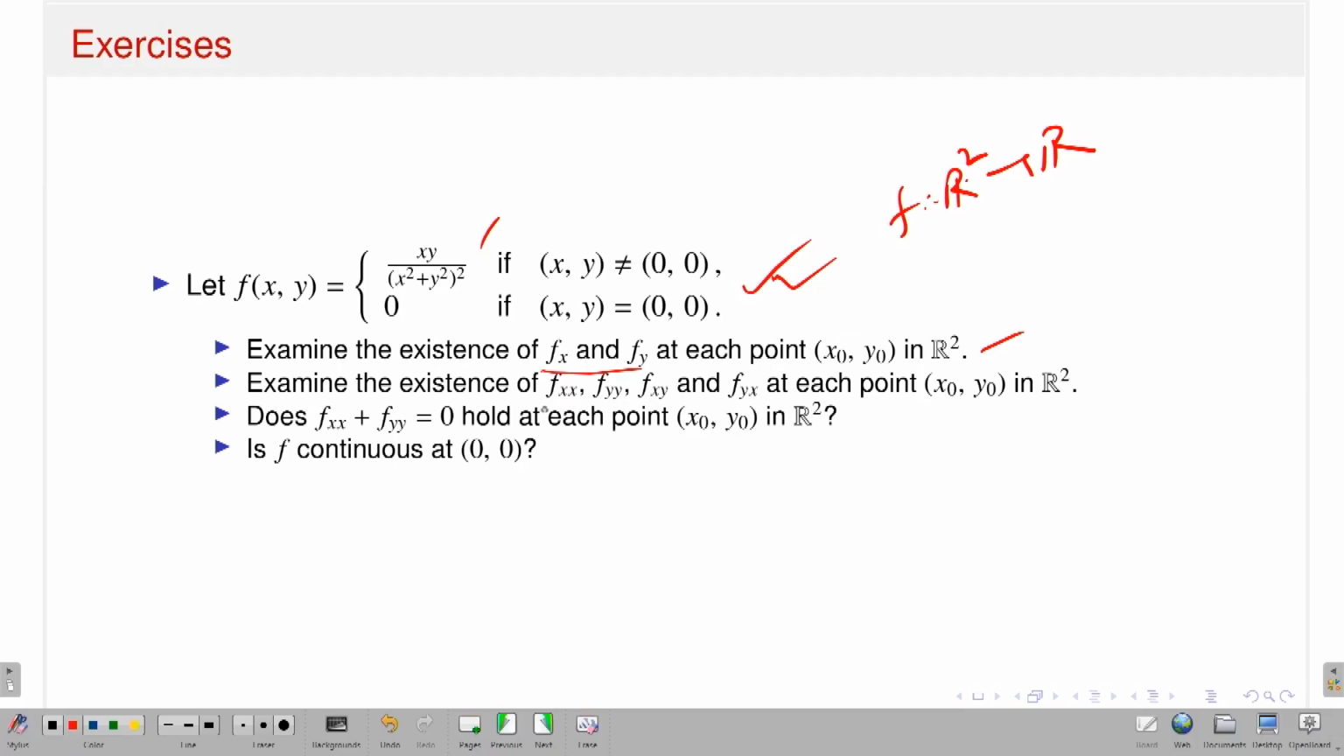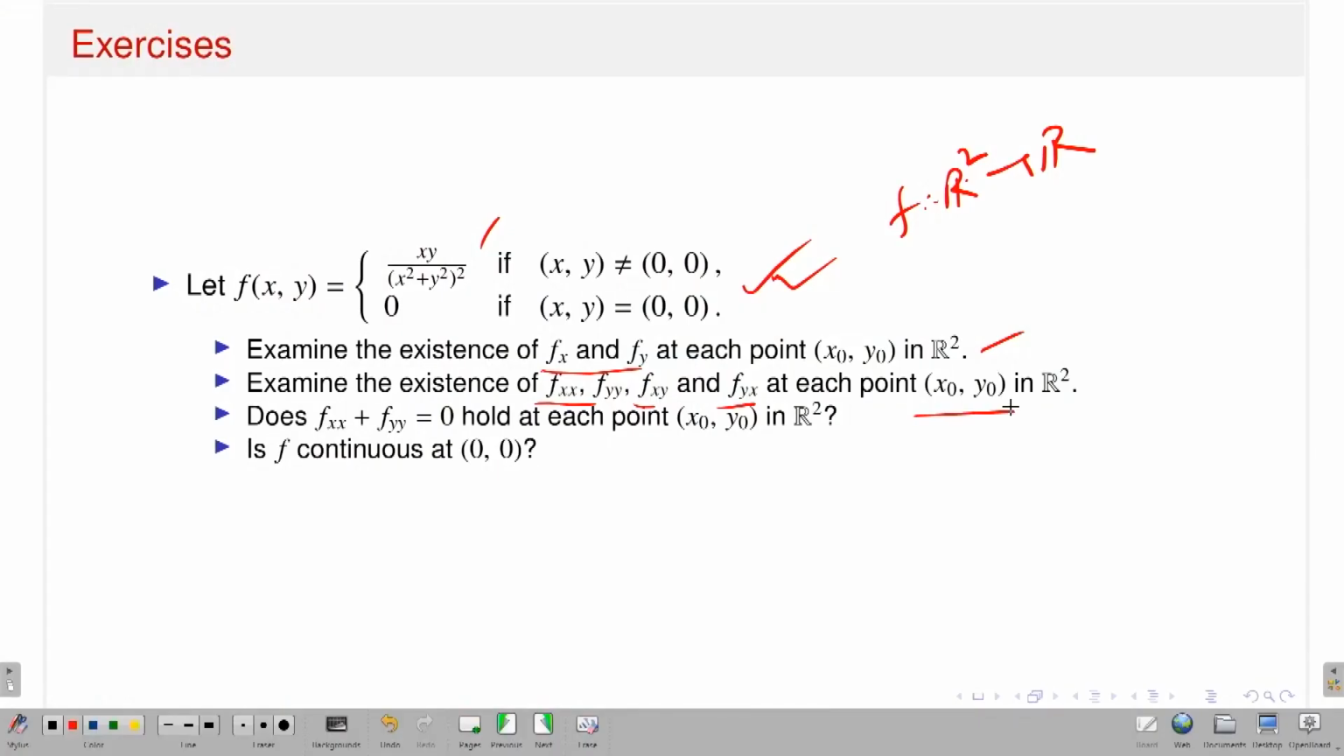Similarly, you can calculate all the second order partial derivatives. That means these are the mixed partial derivatives fxy, fyx, and again this is del 2f del x square. That means you perform the partial derivative of f with respect to x first, and again you perform the partial derivative with respect to x of the function del f del x. Similarly, this is fyy. So these are all second order partial derivatives. You can calculate them, and again they should exist at each point.